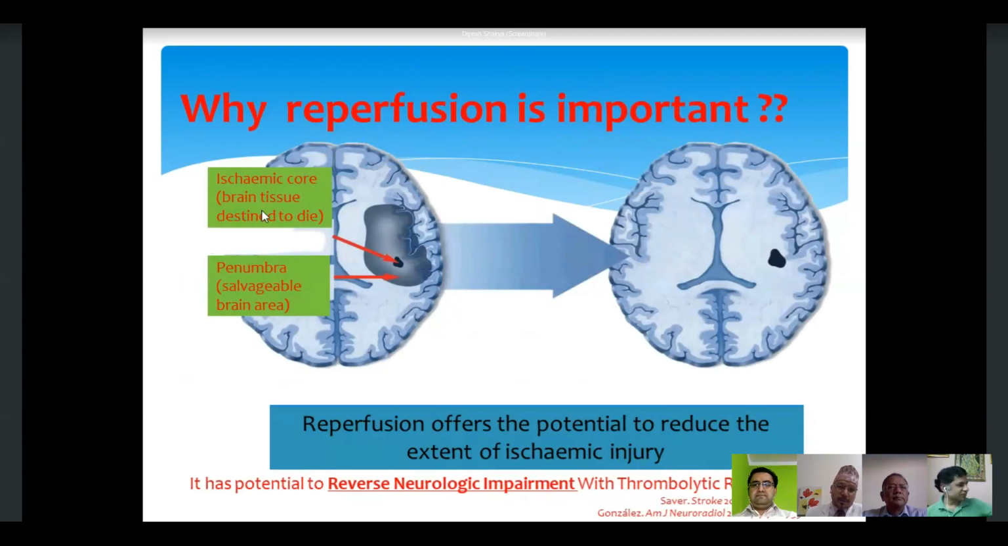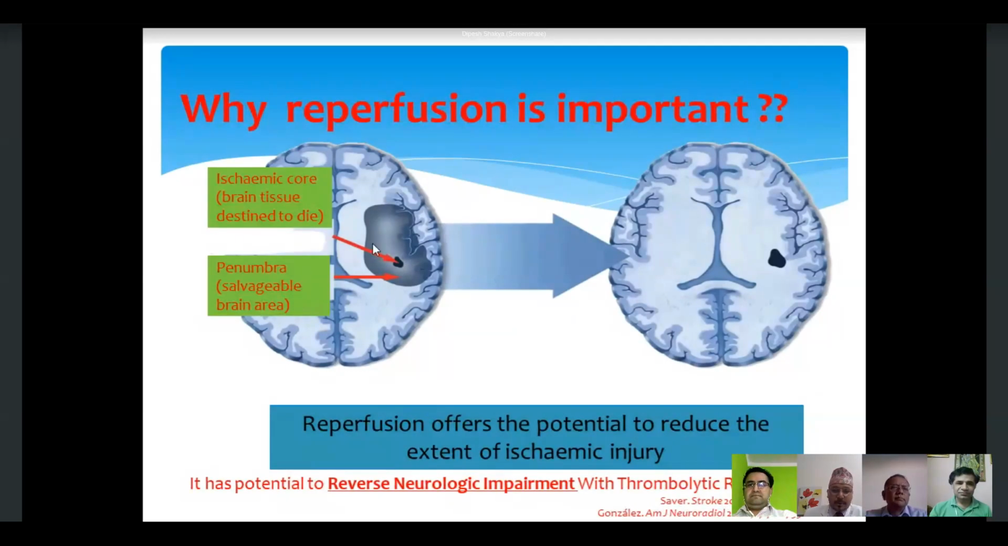So now we are talking about thrombolysis. Why is thrombolysis or reperfusion therapy important? We can see the picture over here. There is a dark black circle. This is the area of the brain which is destined to die. This is the ischemic core. This is not reversible. This is irreversible.